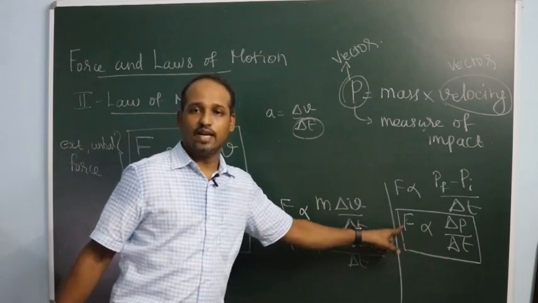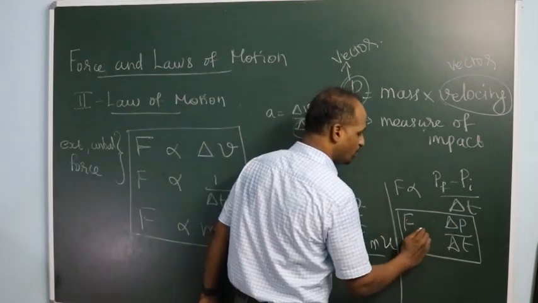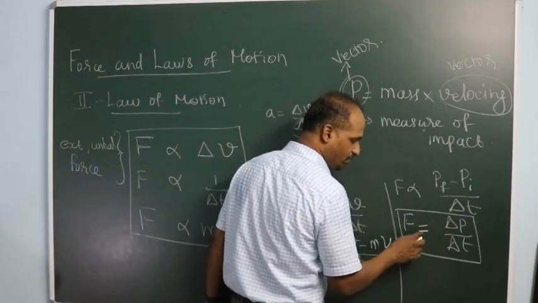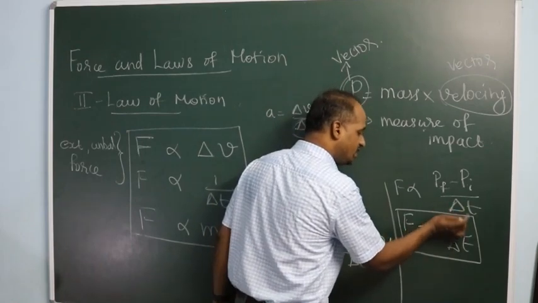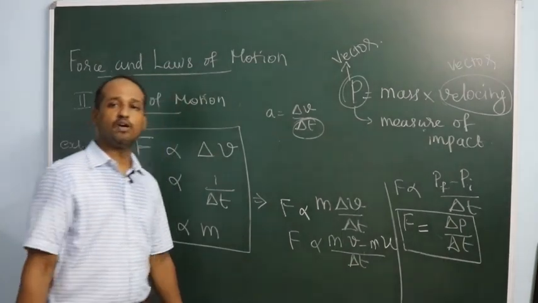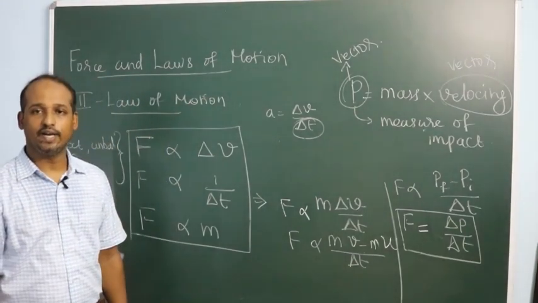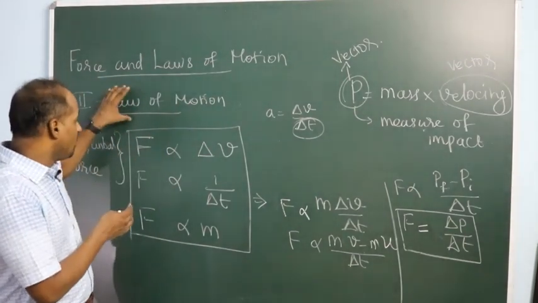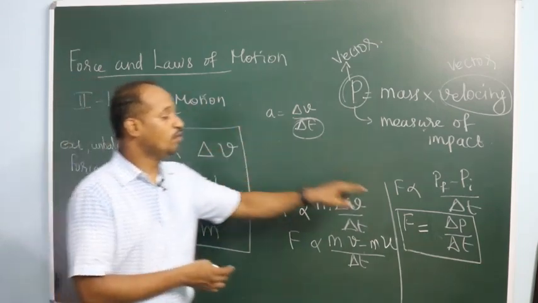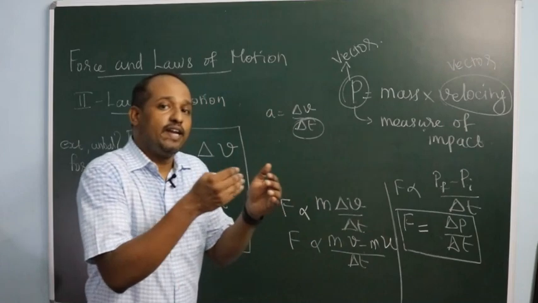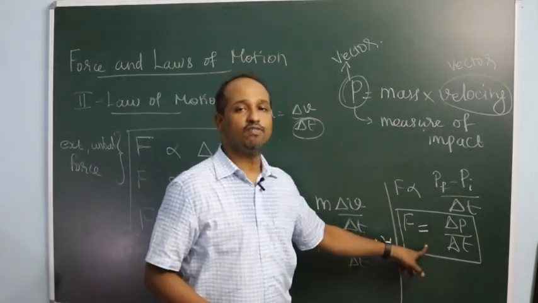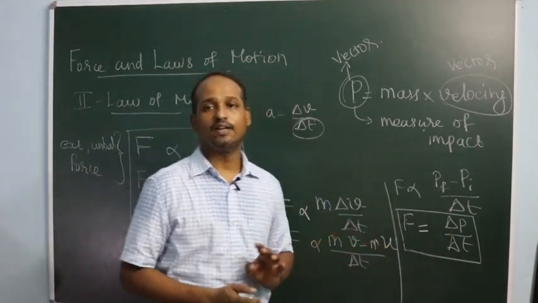That is called force. In our SI system, this proportionality constant K, suppose if you remove proportionality and put K over here, that K in our SI system is 1, then force becomes what? Change in momentum by time taken. So according to the general definition of second law of motion, force is directly proportional to rate of change of momentum. In SI system, force is equal to change in momentum by time taken.